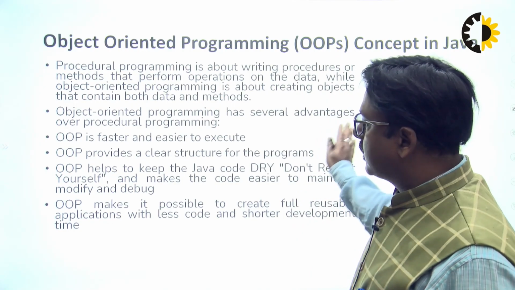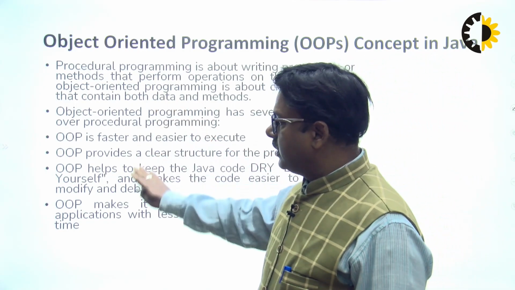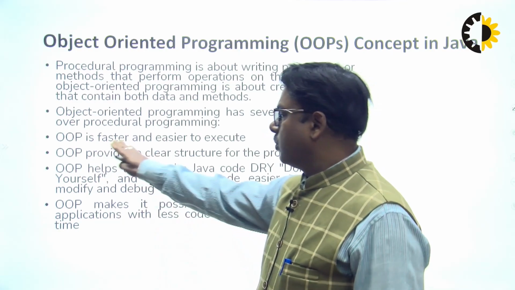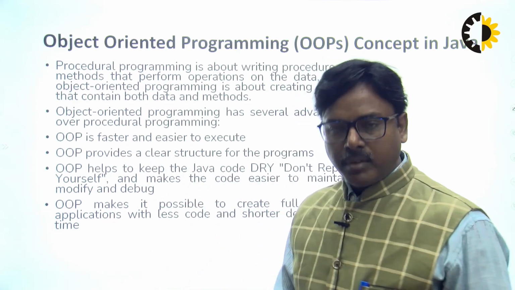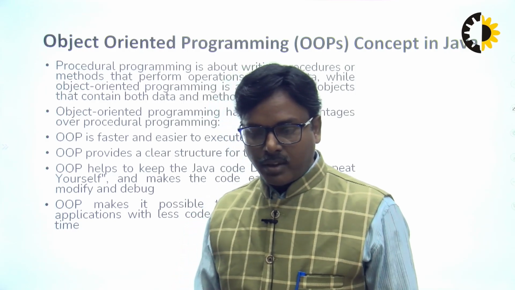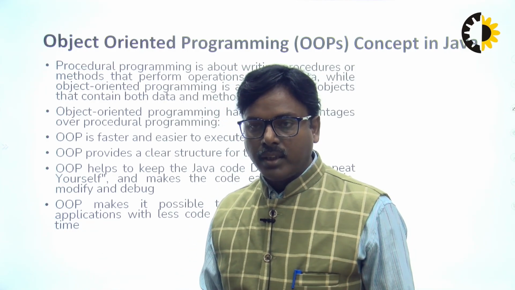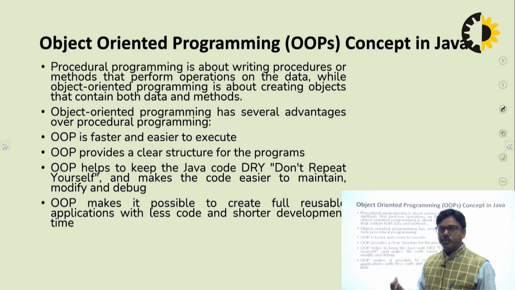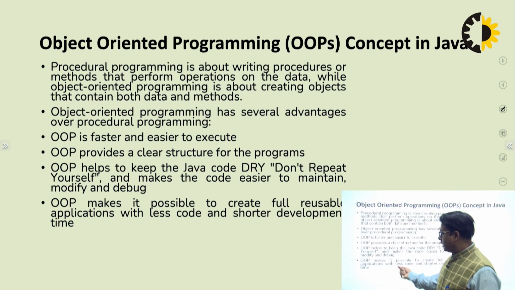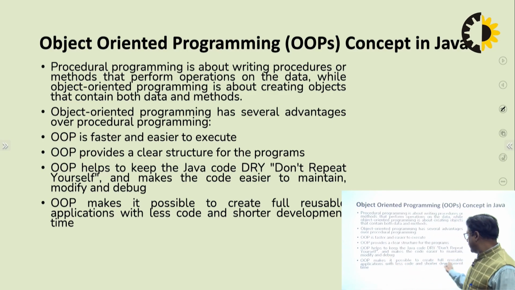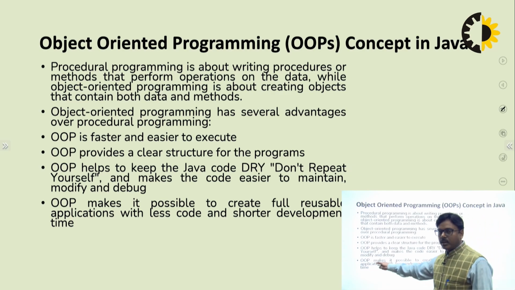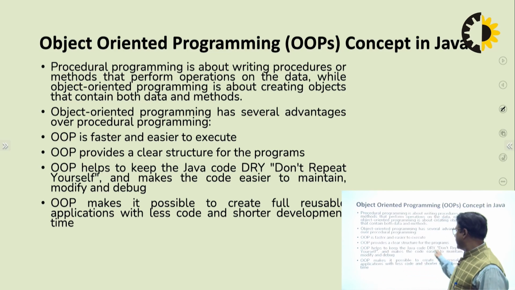Object-oriented programming concepts in Java have different features and properties. OOPs is fast and easier, and it is easy for anyone to understand what it means here. But I have to work mainly on the main concept, so I will move on by refreshing these lines. OOPs makes it possible to create fully reusable applications. This is the most important part of the object-oriented concept, that is, reusability of the code. OOPs helps to keep the Java code DRY.